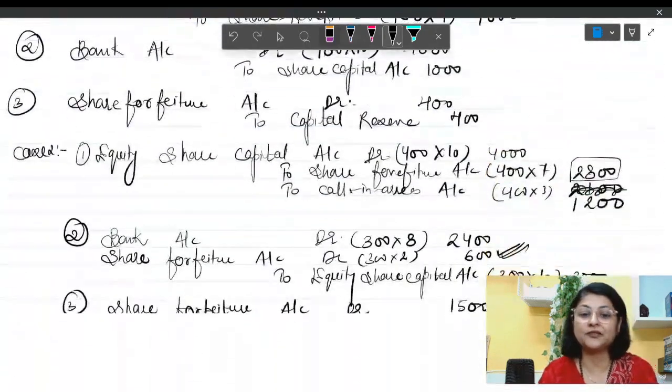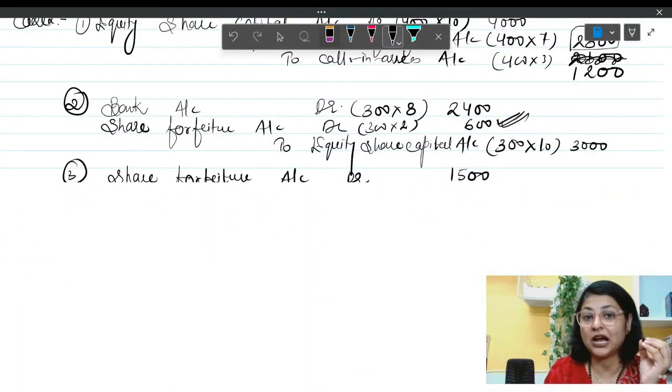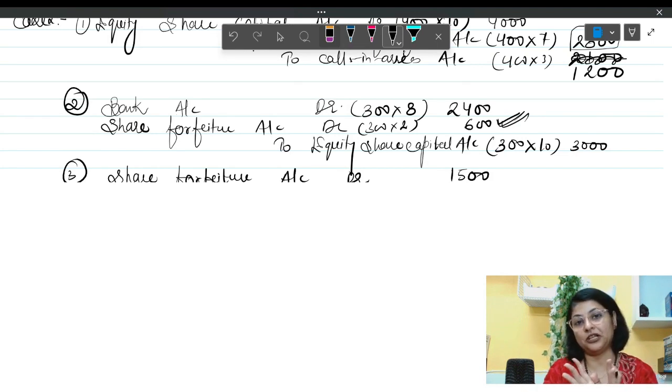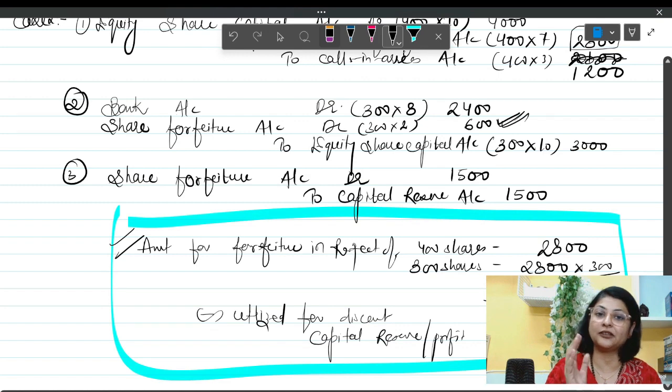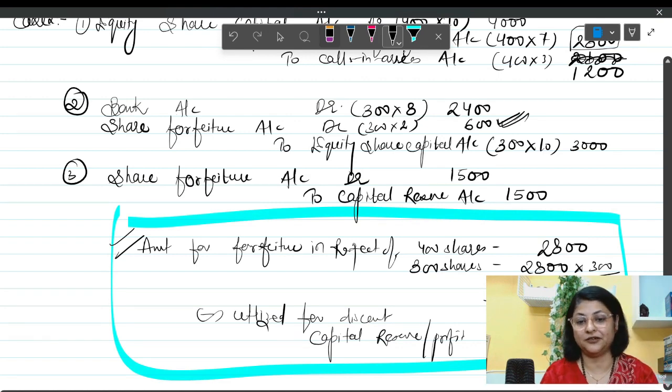So let us do this. 700 shares we are forfeiting. So the first entry which we have to pass is the forfeiture entry. Always we will follow the sequence. First entry is going to be the share forfeiture entry, second entry is going to be the reissue entry, and the third entry is going to be the transfer to capital reserve entry.